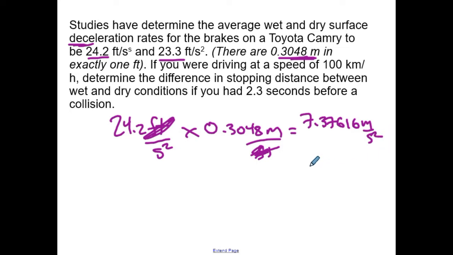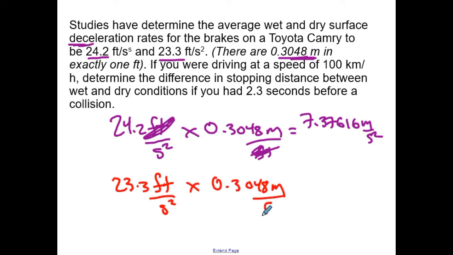So that's one value. But look, it actually gives me a second one, so I'm going to use another color, and I'm going to do the exact same math. 23.3 feet per second is apparently how much it takes to slow down on dry surface rather than wet. So same thing, times 0.3048 meters per foot, which is what's given to you right here. 23.3 times 0.3048. And now I have a value of 7.10184 meters per second squared.